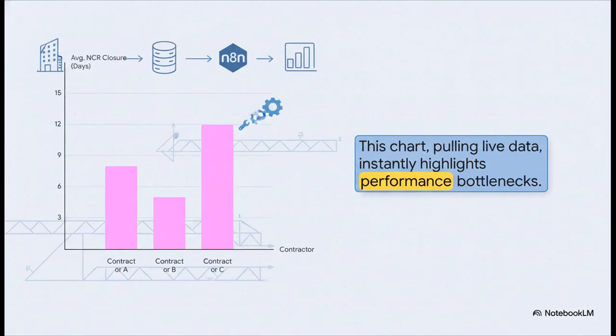And this is the power of visualization right here. A simple chart like this, pulling live data from our NCR workflow, instantly flags performance bottlenecks. We can see immediately that contractor C is taking nearly 12 days on average to close their issues. This isn't about blame, it's about data-driven management. Now the project manager knows exactly where to focus their support.